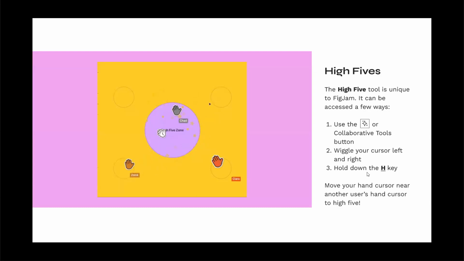The high five tool is unique to FigJam, and it can be accessed a few ways. So you're going to either click the icon or the collaborative tools button, and then you're going to wiggle your cursor left to right and then hold down the H key. So if you move your hand cursor near another user's hand cursor, you can high five them.